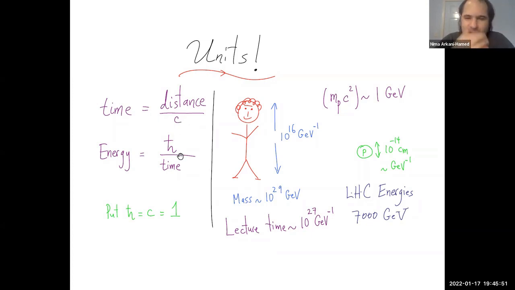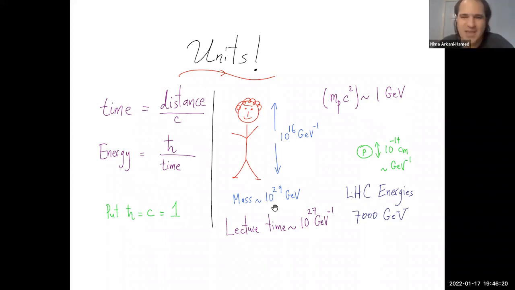constants like the speed of light and Planck's constant in quantum mechanics that let us convert distances to times via the speed of light and convert energies into times via Planck's constant. And in this way, we can reduce all units to one unit. We can make that unit, for example, a unit of mass or energy. So in choosing natural units, we put h bar and c to 1.